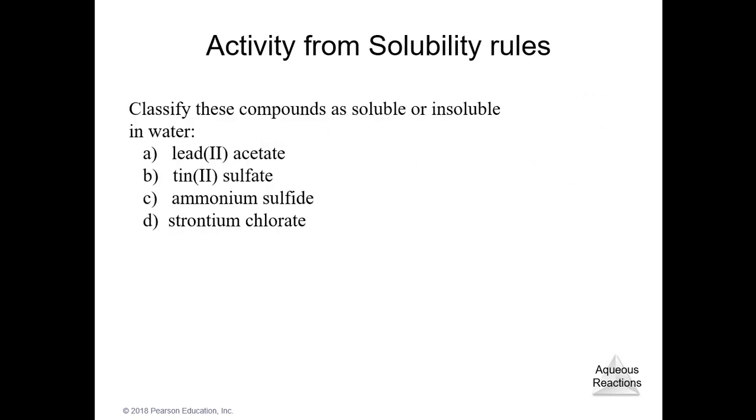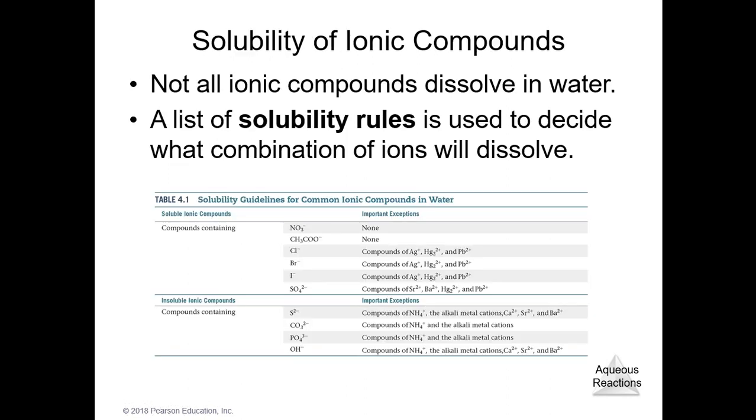As an example activity, I'm asking whether lead acetate is soluble or insoluble. I can immediately say soluble. Why? Acetate is a soluble anion. Tin sulfate, soluble. Why? Look at sulfate: all sulfate compounds are soluble except strontium, barium, mercury, and lead. That means strontium sulfate, barium sulfate, mercury sulfate, and lead sulfate are the only insoluble sulfate compounds. Anything else with sulfate is soluble.